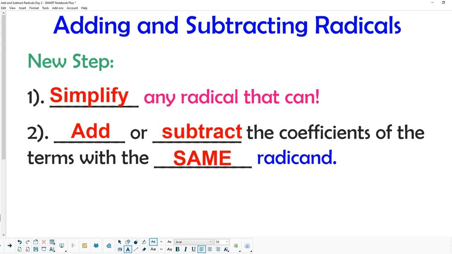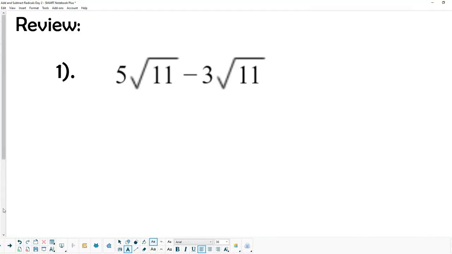And we've been talking about that the last few days as well. Then add or subtract the coefficients of the terms that do have the same number in the radicand. And then that would be the process of adding and subtracting radicals. So if we look at our first example here, we notice that the radicands, the numbers inside the radicals, are already the same number. So all we have to do is subtract the coefficient.